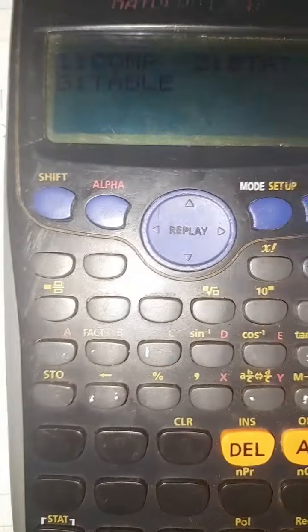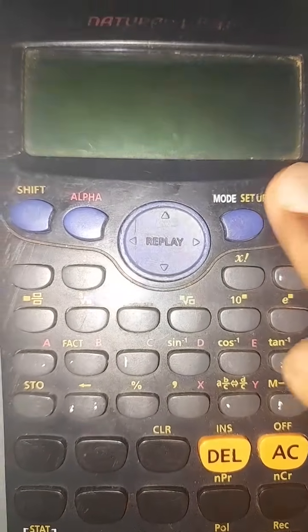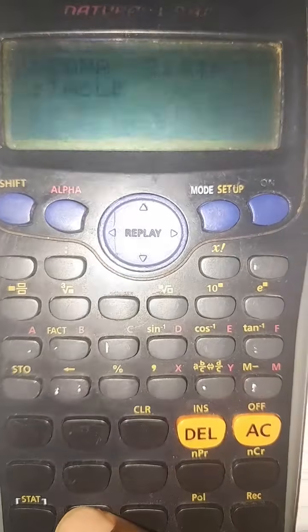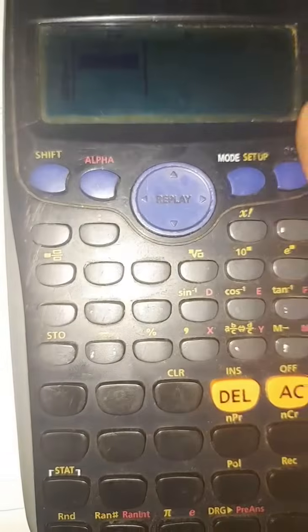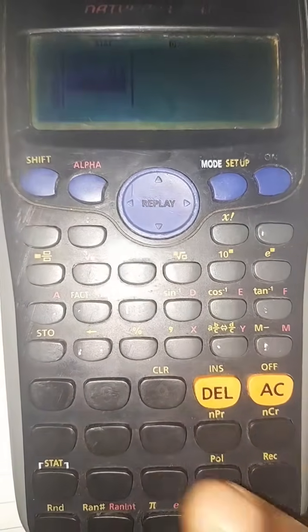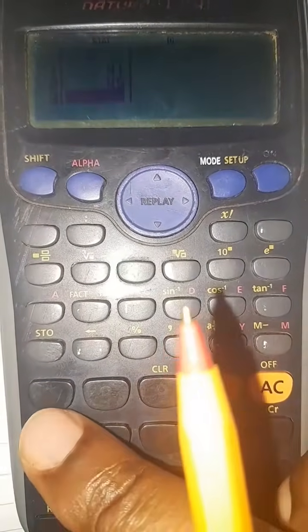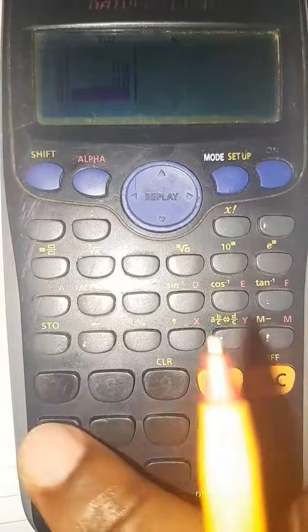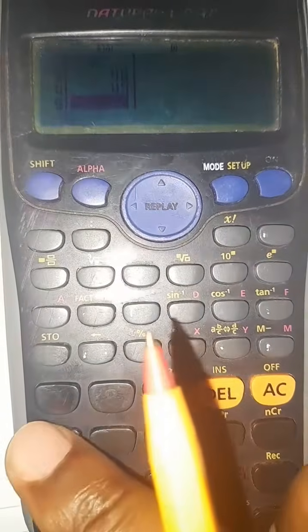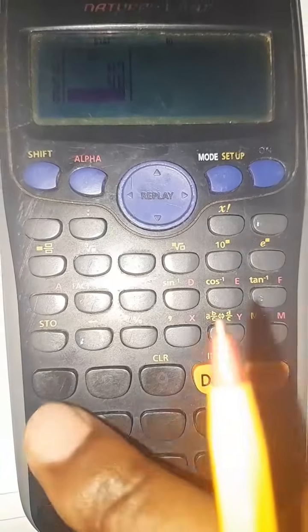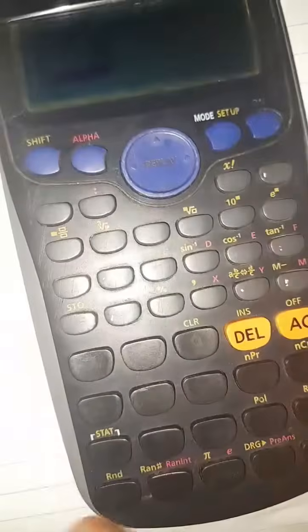In this case, let's say I'm using a Casio fx. I will go to mode setup, press 2 for stats, press 1 variable, because we're dealing with one variable here. So let's see, what are we having there? We have 41. We also have 45, 46, 47, 48, 49. After 49, what follows?